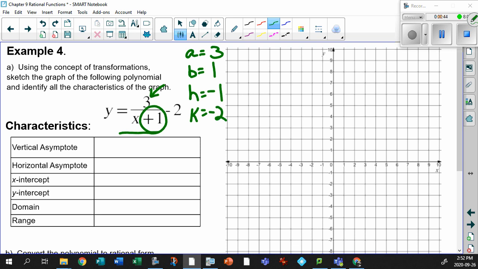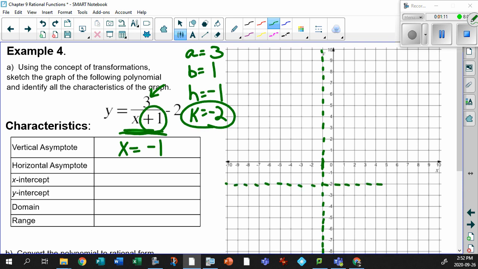So now start doing this. This, of course, means a movement of 1 to the left. That's 1 to the left, and you know and I know we're talking about the vertical asymptote. So why don't we just put that in right now? X equals -1, okay? Horizontally, look at this. You're going down 2. So 1, 2, there's your horizontal. Beautiful, excellent, there it is. So you can write down there that your horizontal is y equals -2.